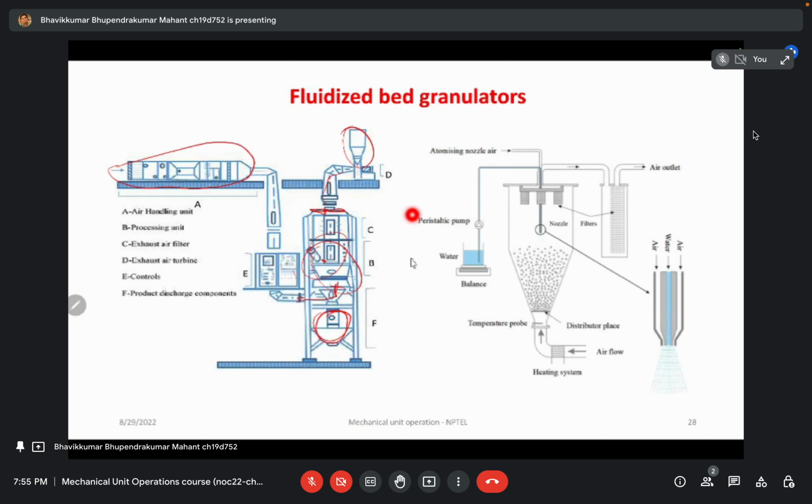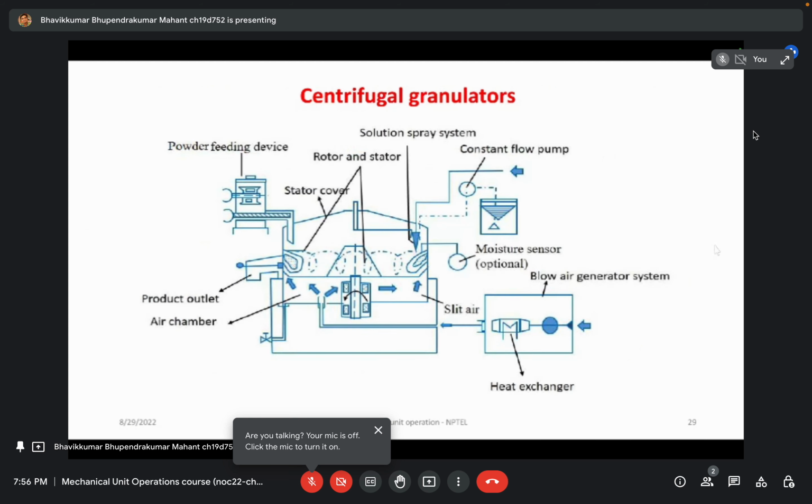So here you can see the fluid bed granulator. This is a typical schematic diagram which is very well understood. We feed our material in this, and then the atomizing nozzle gets water and air. If we use water as a binding material, this is a typical example, and the air goes out. This is the air for the spraying purpose, and the granulation forms, and then the fines can be stored in this filter. So this is a typical fluidized bed granulator. If we go for the centrifugal granulator, then it is very simple again.